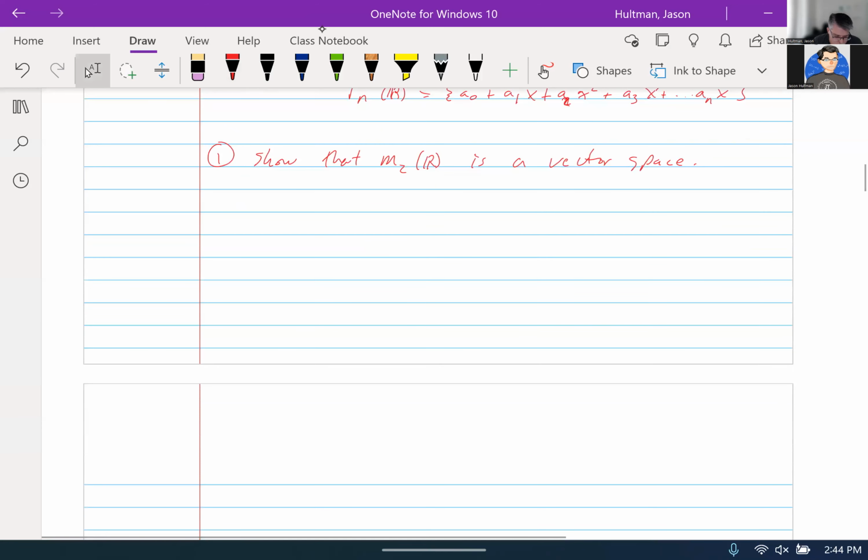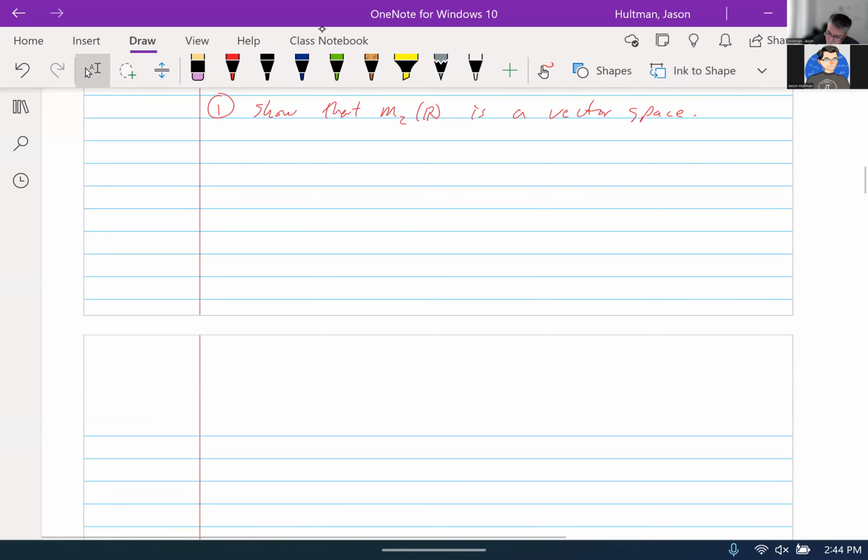Let's just show that this thing does, in fact, satisfy all 10 properties. I should keep saying axioms, but you can think of them as the conditions. Maybe I should say conditions from now on. All 10 conditions for it being a vector space. Is M2R a vector space?